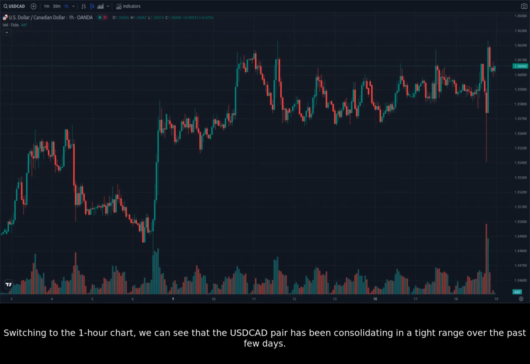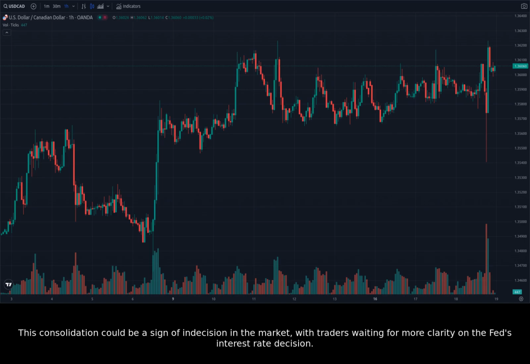Switching to the 1-hour chart, we can see that the USDCAD pair has been consolidating in a tight range over the past few days. This consolidation could be a sign of indecision in the market, with traders waiting for more clarity on the Fed's interest rate decision.